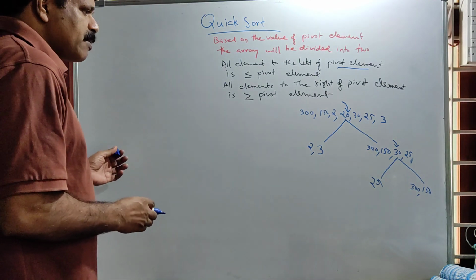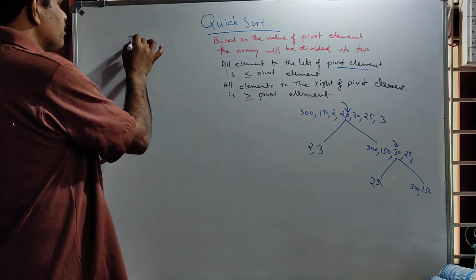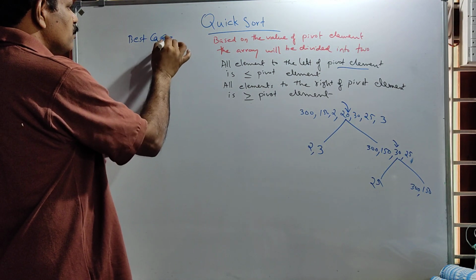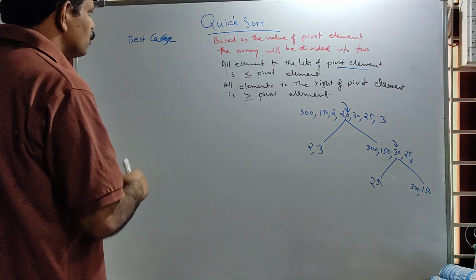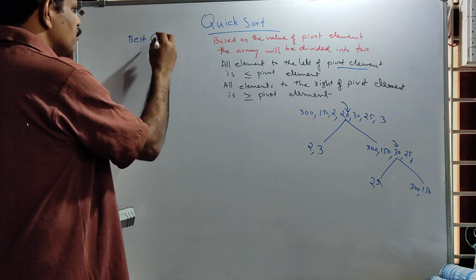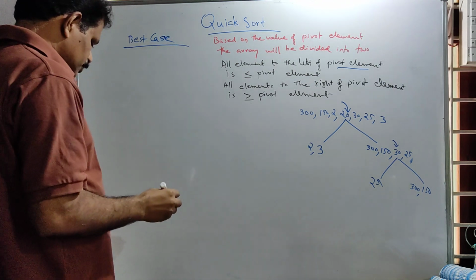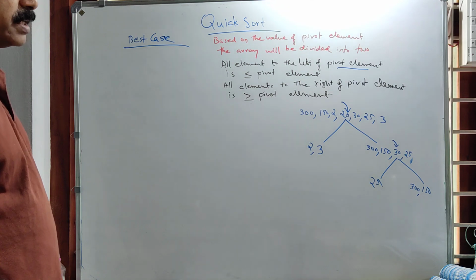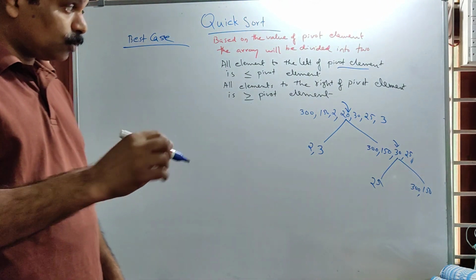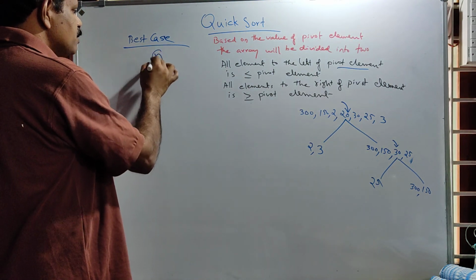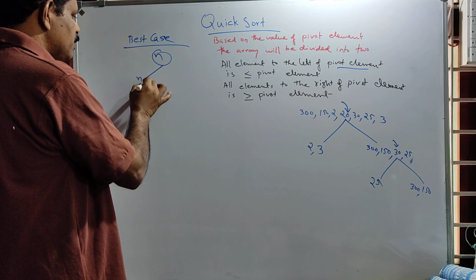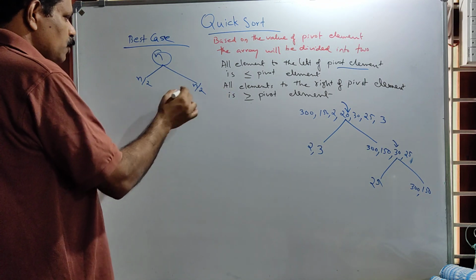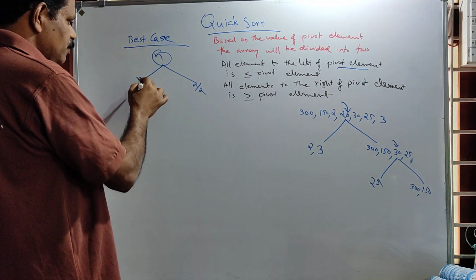Next, let us see what is the best case complexity of Quicksort algorithm. In the best case, the selection of pivot element divides the array into exactly two halves. Suppose there are n elements, the pivot element divides the array into n by 2 left side and n by 2 right side. The problem size is n by 2 here and n by 2 here.